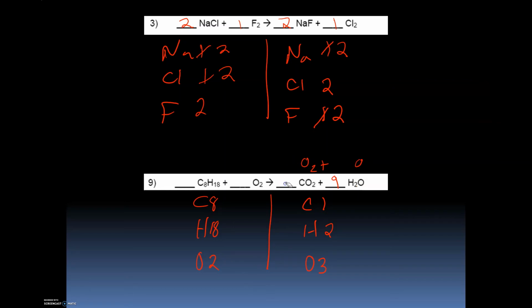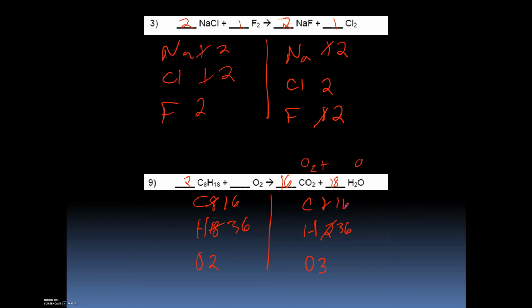So what I will do is I'll bump it up. So I'll go up 2 more. So I'm going to put 2 in front of C8H18. That gives me 16 carbons. I'm going to put a 16 in front of that. 2 times 18 is 36. So we need 36 hydrogens. So 18 times 2 gives me 36. So that balances out that.